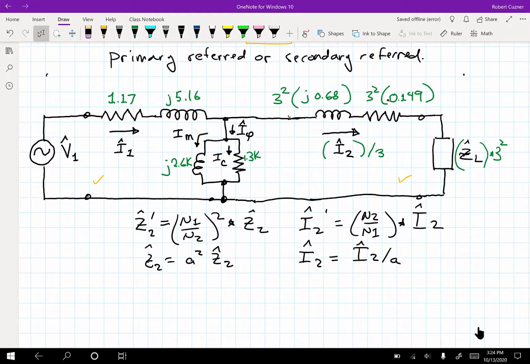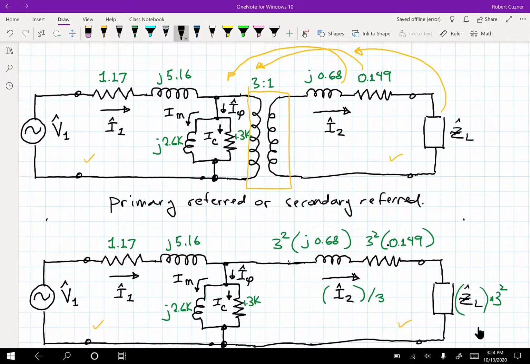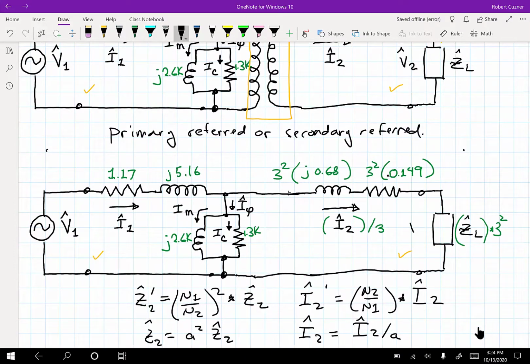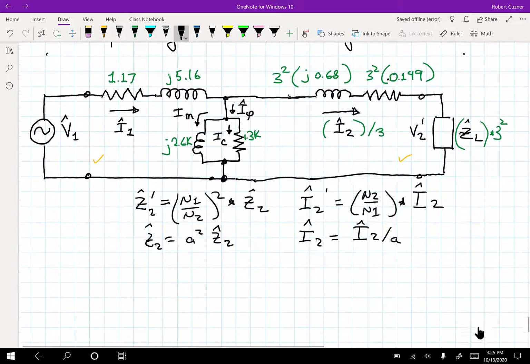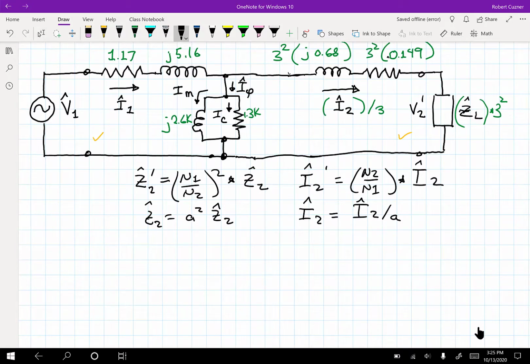What about voltage? We didn't really show that. I left it off here. Go back to this original circuit here. There's a voltage right here. So this is V2. Then we would have to have V2 prime, and the V2 we'll put over here, the voltage to the left. That would be just multiplying the secondary side voltage times the turns ratio.